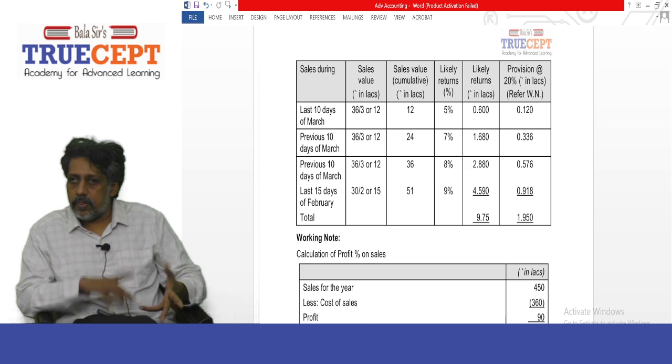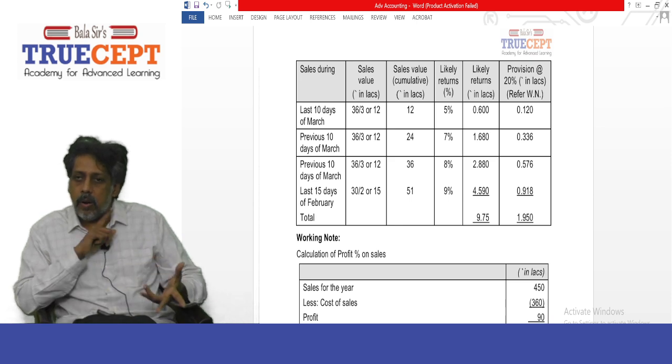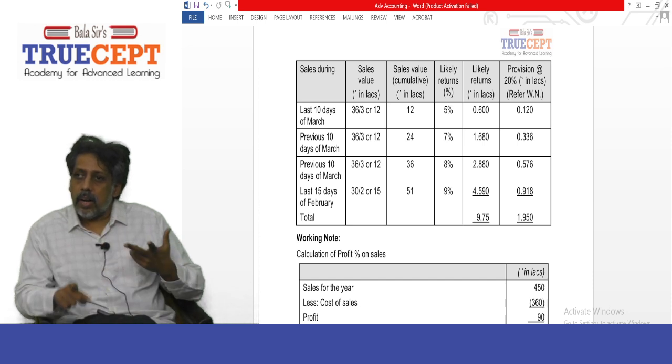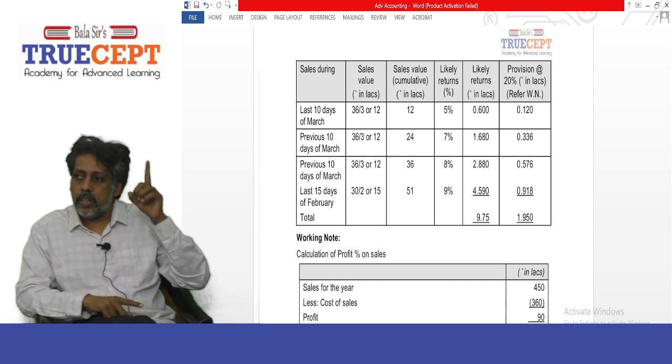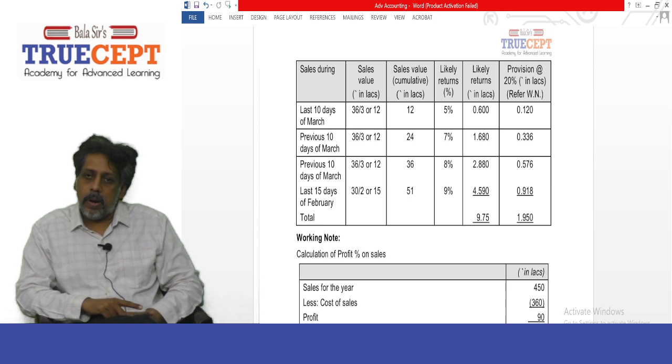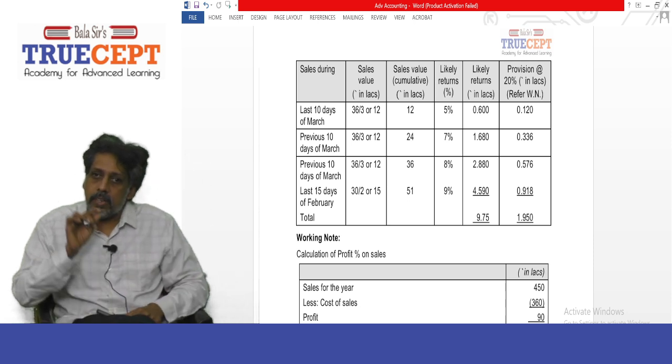That is 1 lakh 68,000. Yes, sir. And on that, what is 20%? 0.336. And that is the amount of provision required for the unrealized profits, right? Yes, sir. And next we go to the first 10 days in March.